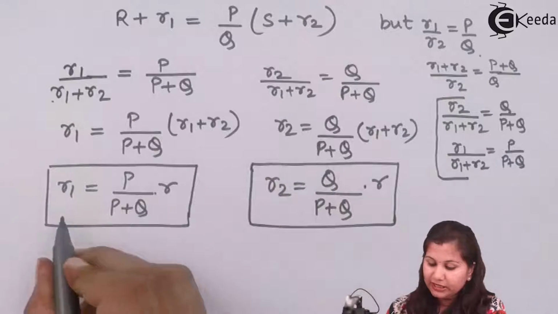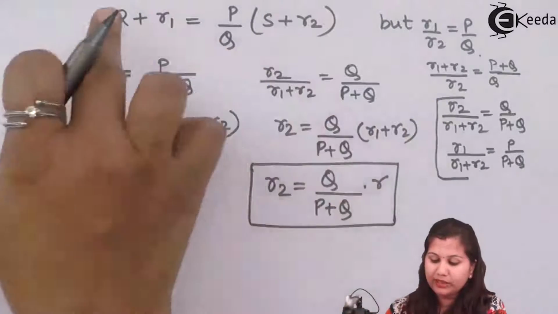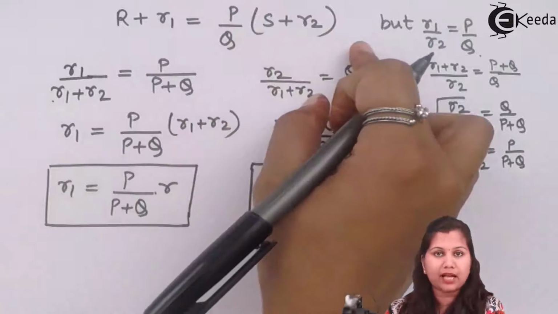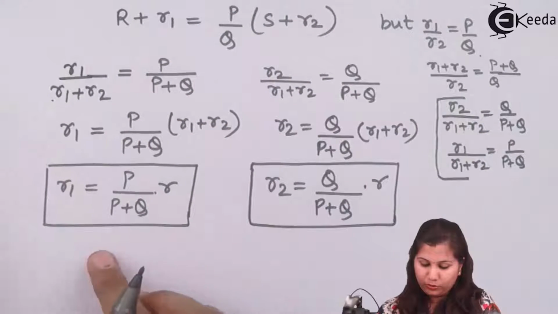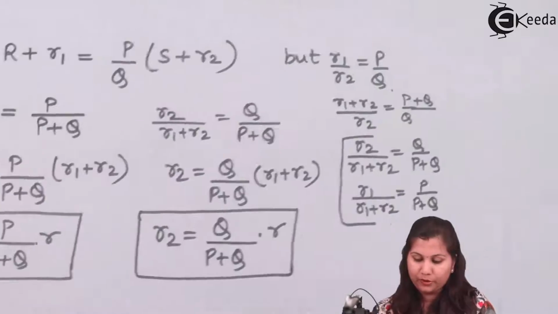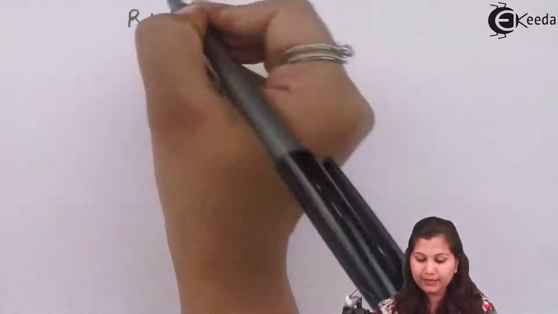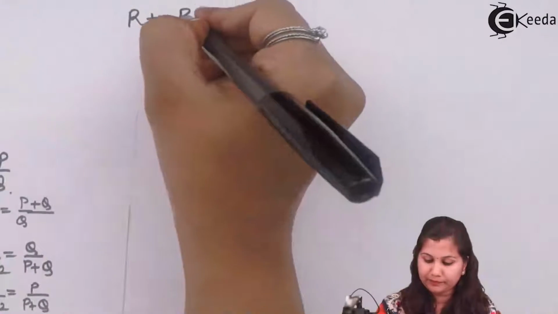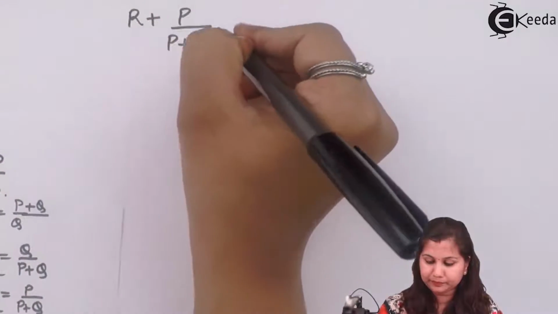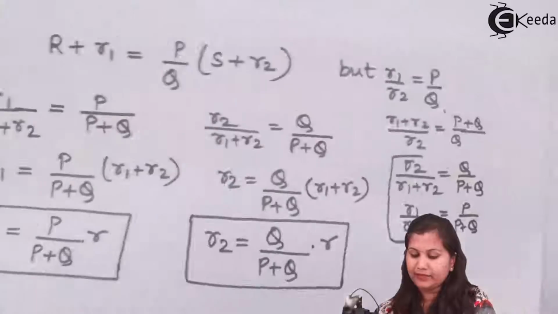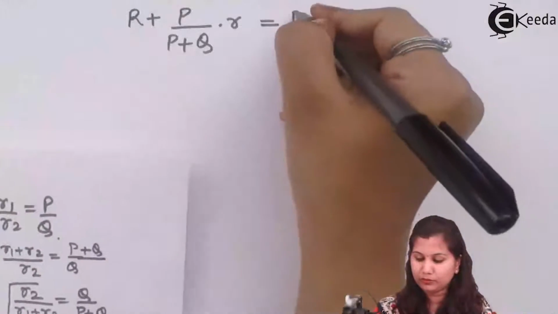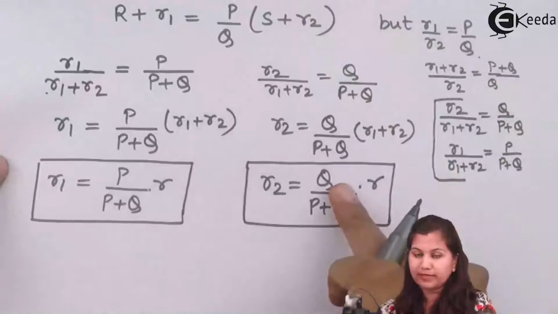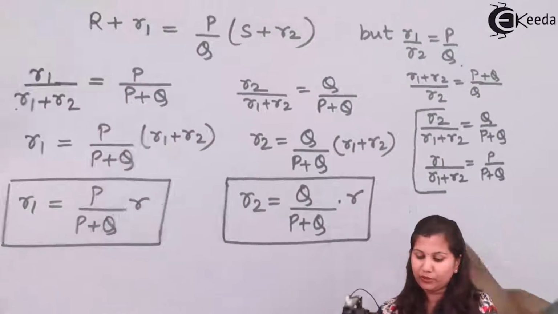Now, after getting these two values, let's put them in this expression: R plus small r1 equals P by Q into S plus R2. So we get R plus small r1 is P upon P plus Q into R, and here we have P upon Q into S plus R2, where R2 is this value, Q upon P plus Q into R.